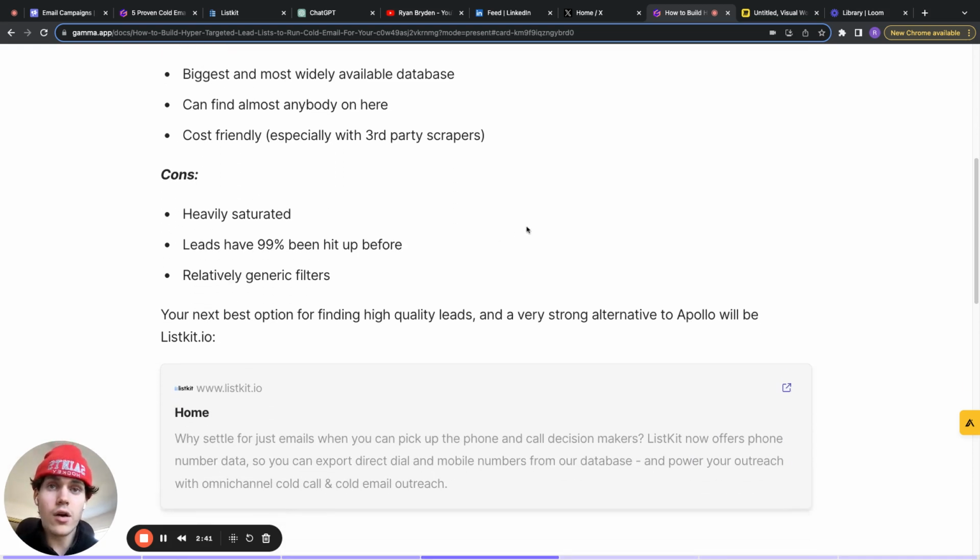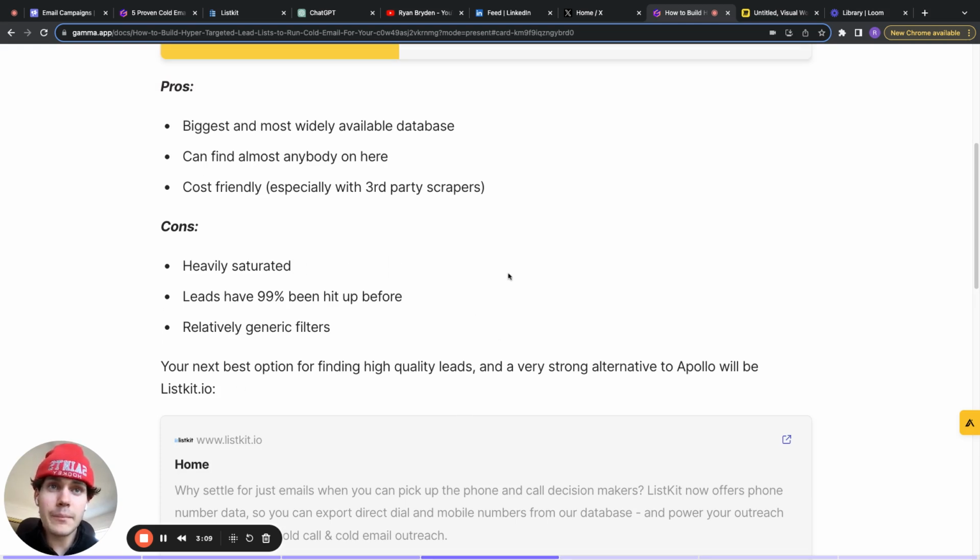Some of the cons, though: heavily saturated. When you have something like this, it's not a very high barrier to entry in terms of pricing. It's heavily saturated, and these leads have 99% been hit up before, right? The filtering on it is relatively generic. If you have some of the higher paid versions, you can get pretty specific in terms of things like funding and hiring filters and employee counts. But as a general census, it's pretty generic stuff and heavily saturated.